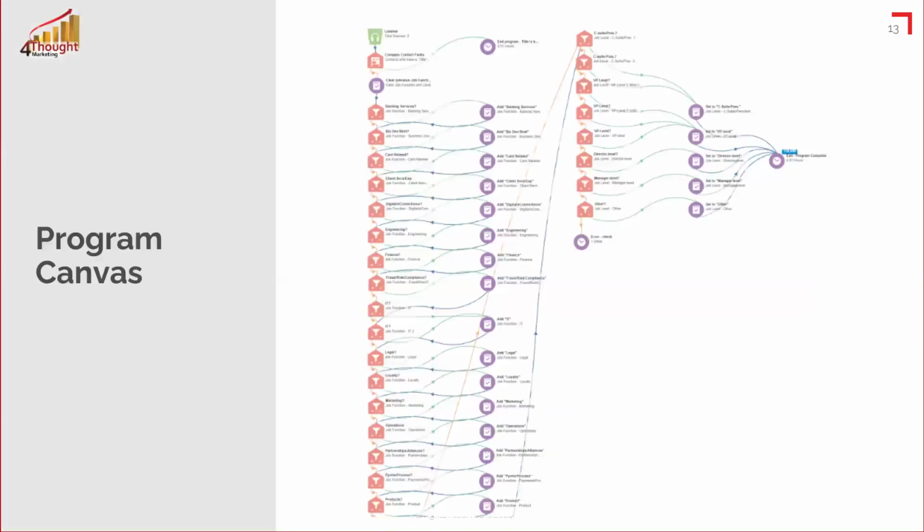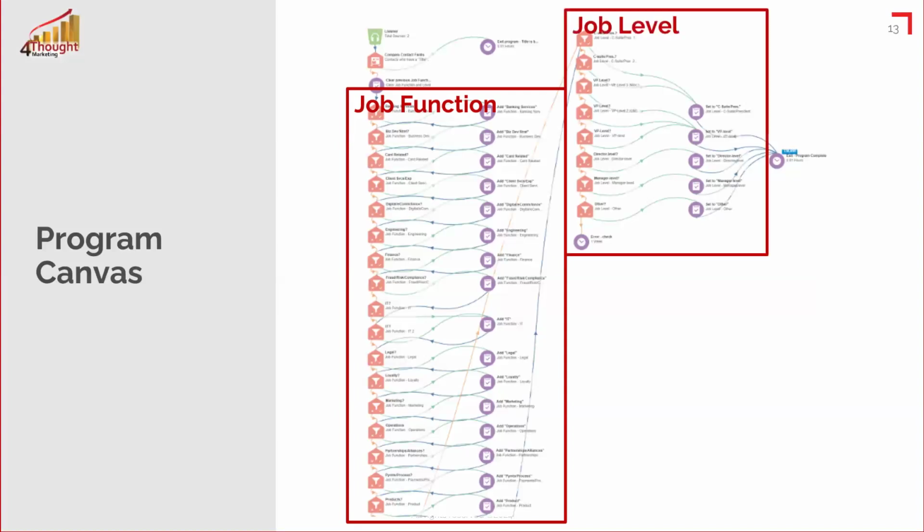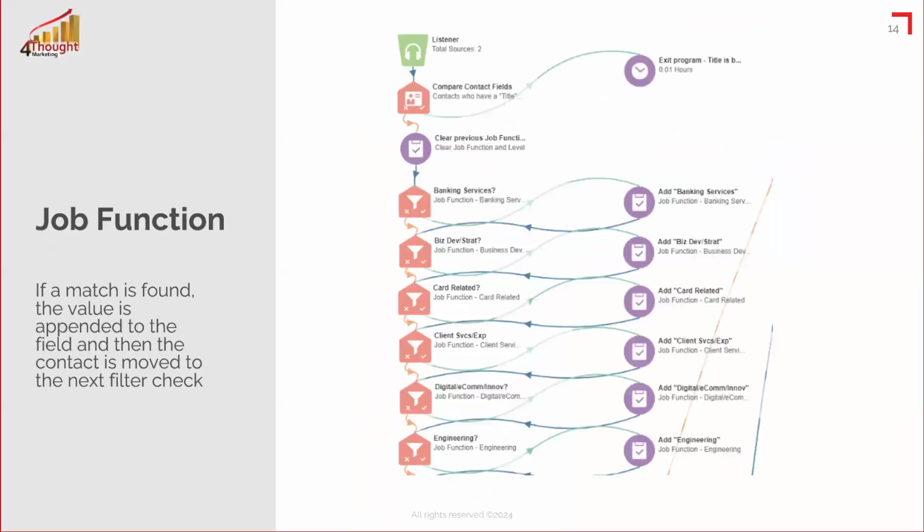Let's look now at the canvas itself. I understand this may look a bit confusing, so I'm going to bucket the 2 areas that I have set up here so you can see where each part is happening, and then I'll dive a little deeper into each. So on the left here are all of my filters and update rules to populate job function. And then on the right, we've got the ones to populate job level.